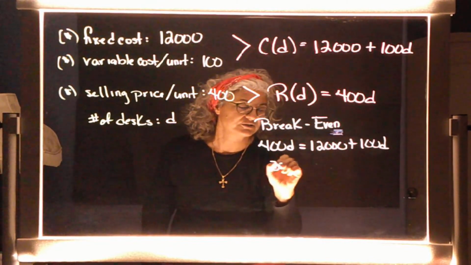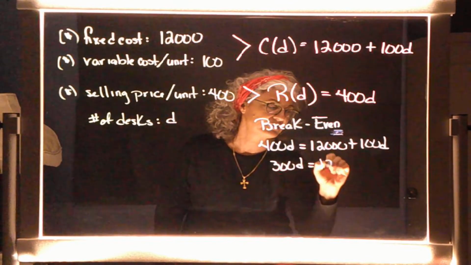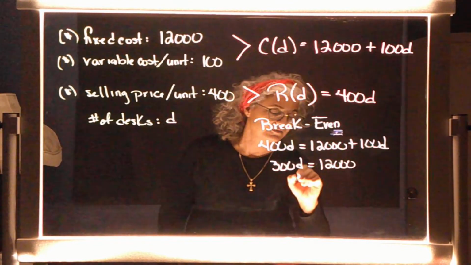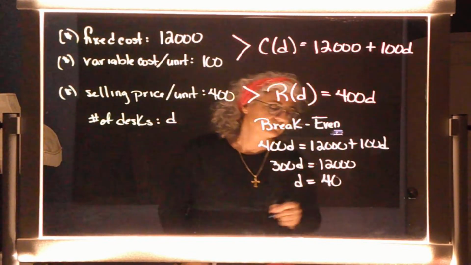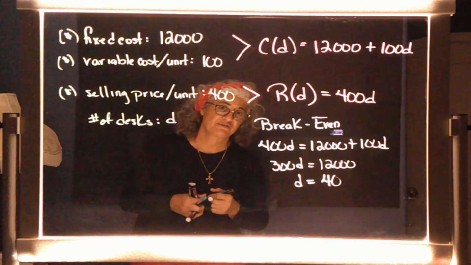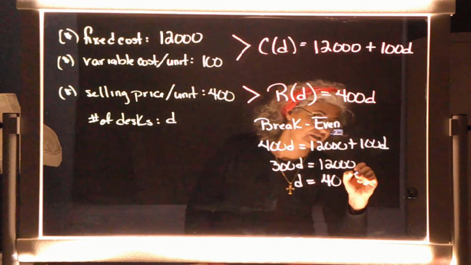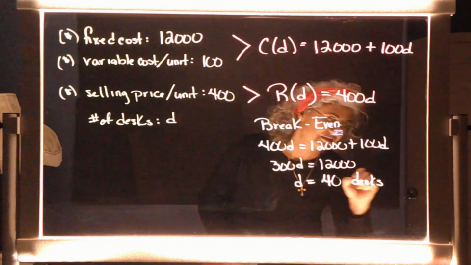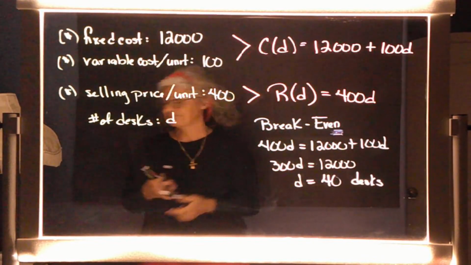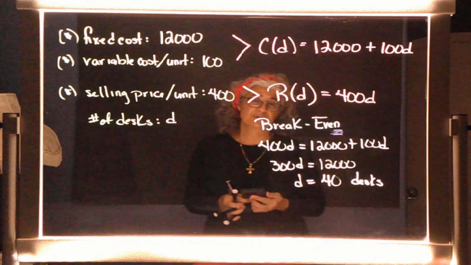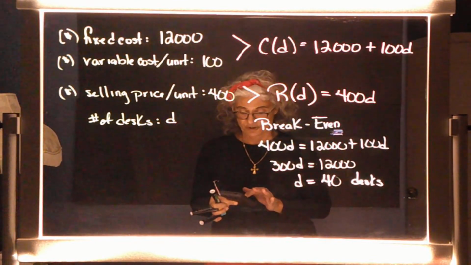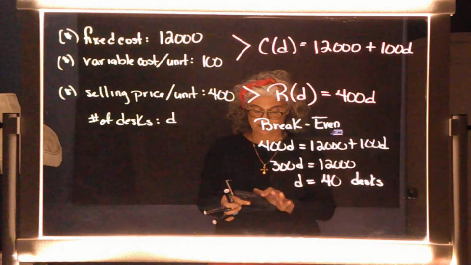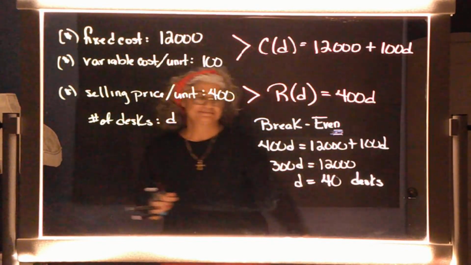Easy enough to solve. Move the 100 over. So we have 300D equals 12,000. Divide both sides by 300 and you get, well, I got 40. Did you get 40? Good, 40 desks, right? Of course, I'm going to do my double checking. Why? Because I've been on the board a long time and I want to make certain that we got everything straight. Good. Yay.